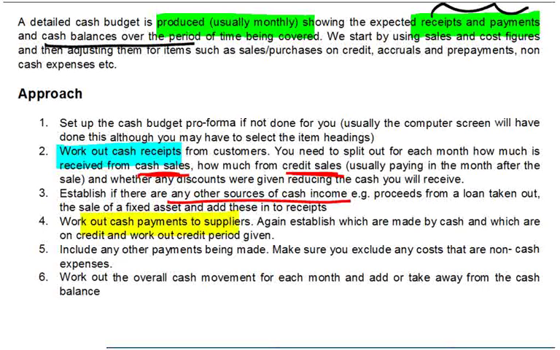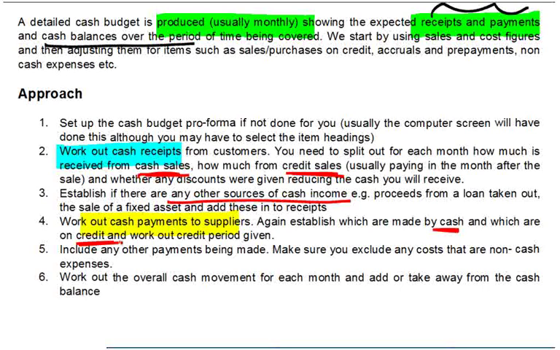So again, look at which parts are cash, and then work out in terms of your credit when they've actually paid suppliers, if you've been given some sort of credit term. So you'll be given the information in the question. It's just a matter of getting it into the right month.